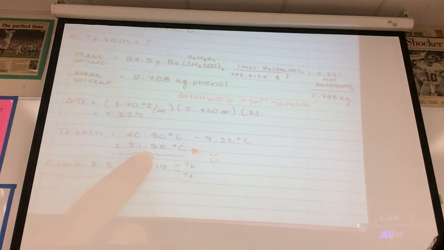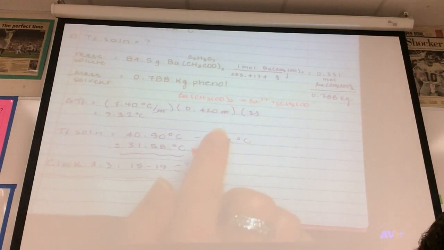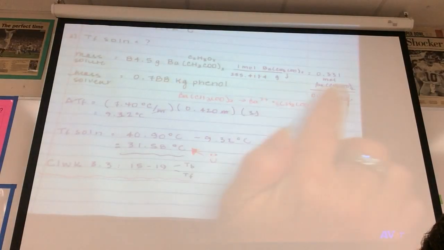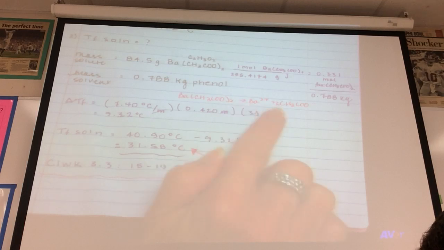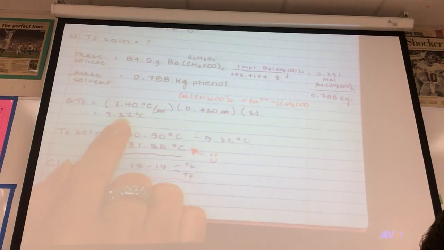Now, if you've peeked and you didn't match my answer, really look at my work and see where you might have gone awry. Did you have the right formula mass? Did you have the right moles? Did you have the right molality? Did you have the correct i determination with the work shown? Did you have the correct delta TF? Did you remember to subtract? Did you use the right freezing point for phenol? How'd you do with it?